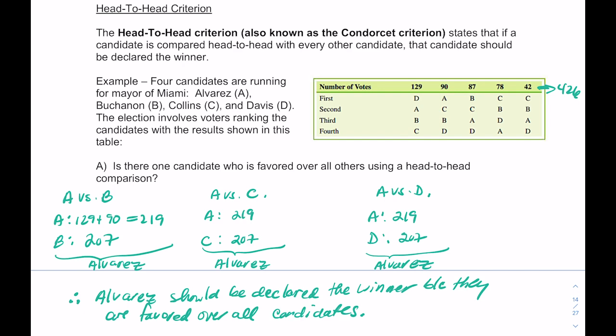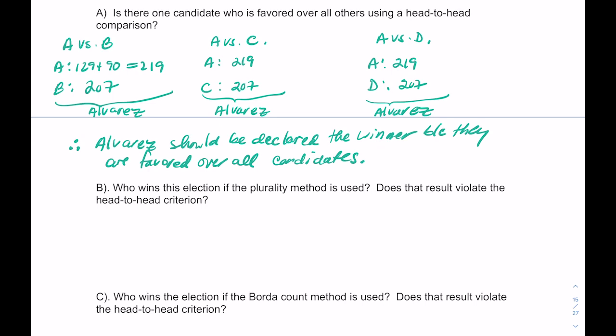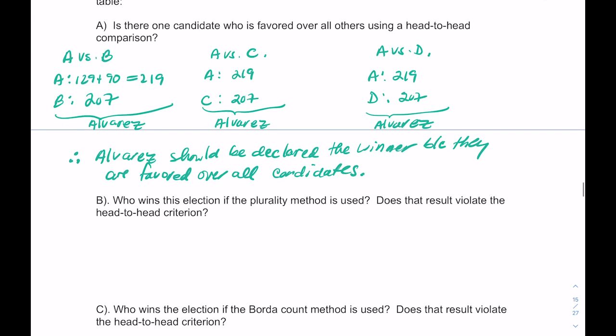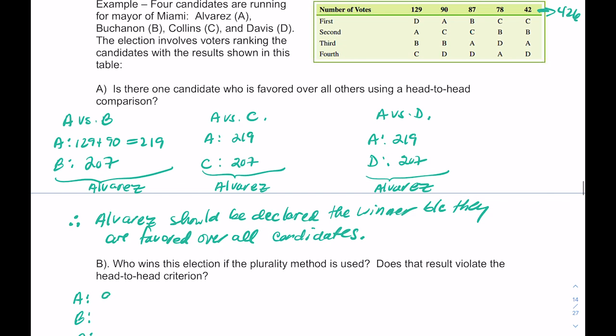Okay, let's look at the plurality method and see if it violates the head-to-head criterion. So we should be getting Alvarez for our answer, okay? So plurality, remember, we're just going to add up the number of first place votes for each. So if I look at the preference table, it looks like A has 90 first place votes and B has 87. C has 78 plus 42, which gives us 120, and D gives us 129. So according to this, Davis has the most first place votes, so Davis is the winner. So therefore, plurality, this method can violate the head-to-head criterion.